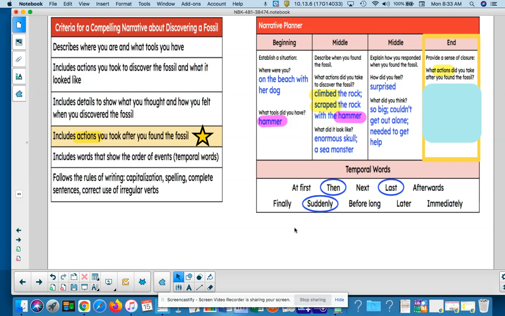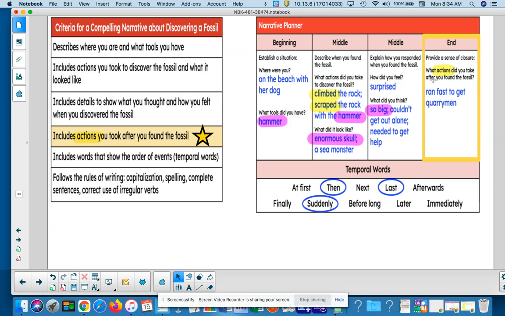Needed to get help. Notice how my notes also match here. I said it had an enormous skull and it was so big. So both middles are telling me that what I found was big. I didn't write small and big. I wrote that they were both big. So now my end notes. What actions did you take after you found the fossil? So we know that it was so big. So what did I have to do? I ran fast to get the quarryman because I said I needed help. So if I need help, I had to go get my quarryman to help me.